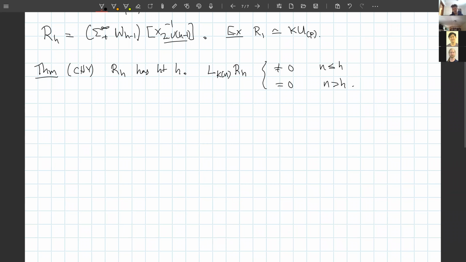Okay, so now, in the height 1 case, this was related to p-local KU. So now the question is, what about in these other cases? They don't seem to have anything to do with E-theory because they're not completed. But of course, they do have this height.